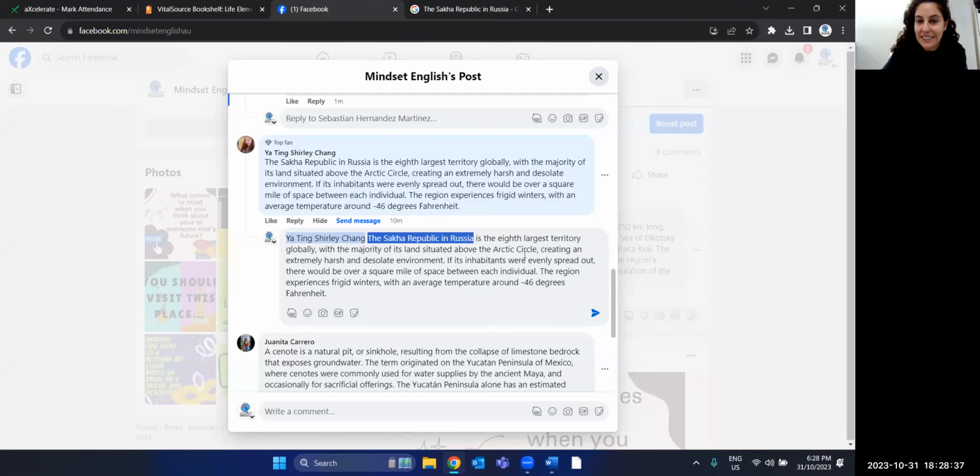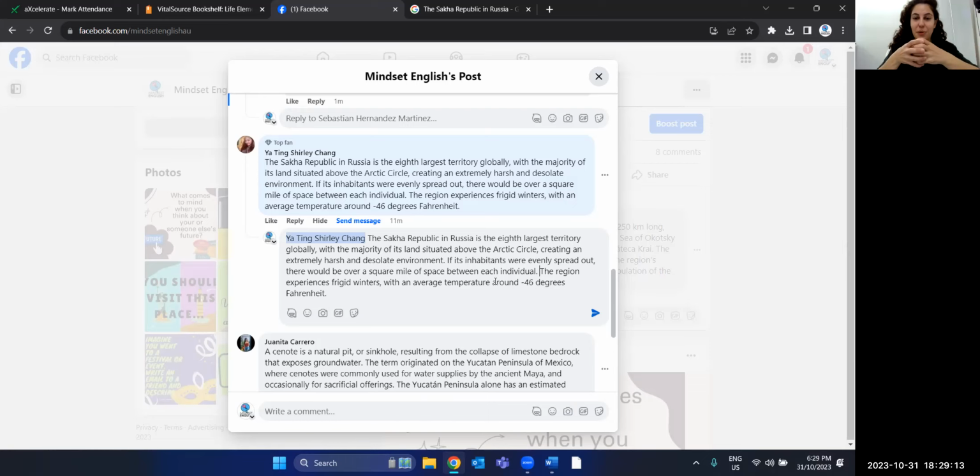So this place is the 18th largest territory globally, with the majority of its land situated above the Arctic Circle, creating an extremely harsh and desolate environment. So you can't just go there. It's very harsh, hard. That means hard, and it's desolate. There's not much water, food and trees. It's very like a desert. It's desolate. If its inhabitants were evenly spread out, there would be a square mile of space between each individual.